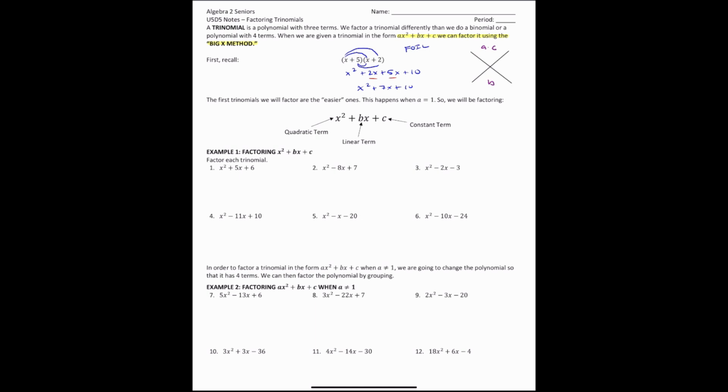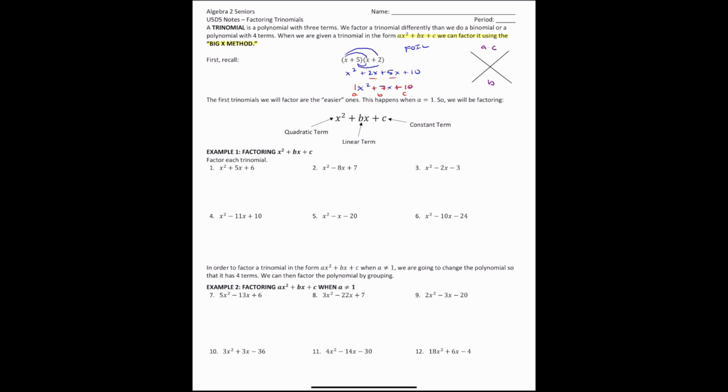So what are the A, B, and C values? Well, if we look at the trinomial that we have here, x squared plus 7x plus 10, what we need to do is look at the coefficients. In this case, there is an invisible 1 in front of the x squared. That 1 is our A value. The positive 7 in front of the x is our B value. And lastly, that positive 10, that constant, that number without a variable next to it, is our C value.